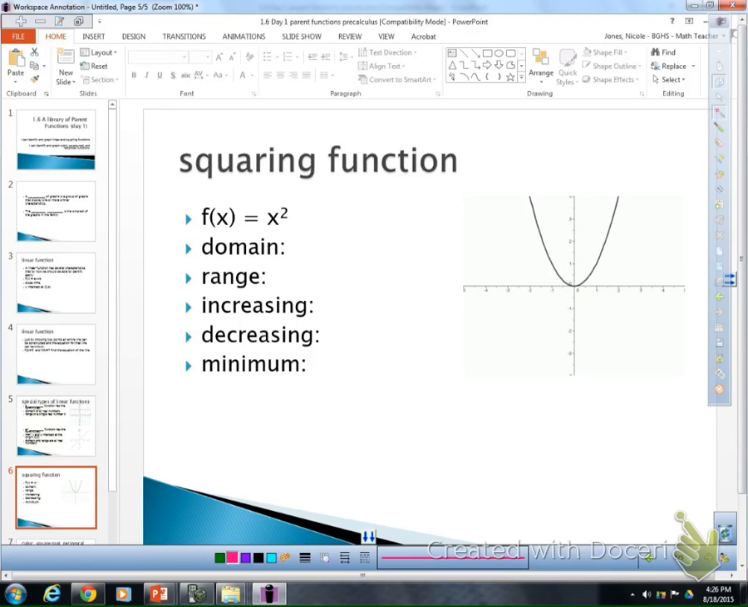Next, we have a squaring function. It's in the form f of x equals x squared. Let's talk about the domain. If our graph continues on forever to the left and forever to the right, the domain is going to be all real numbers.